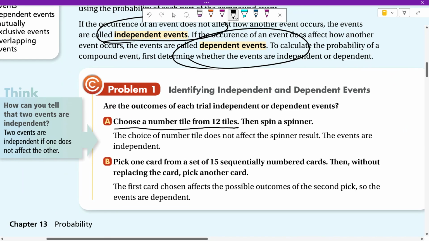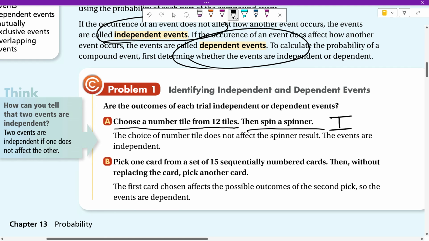So let's say you choose a number out of a bag of tiles and you spin a spinner. Are those independent events or dependent events? Independent. It doesn't matter which tile you choose for the spinner to land on some certain number. Okay? Those are independent.